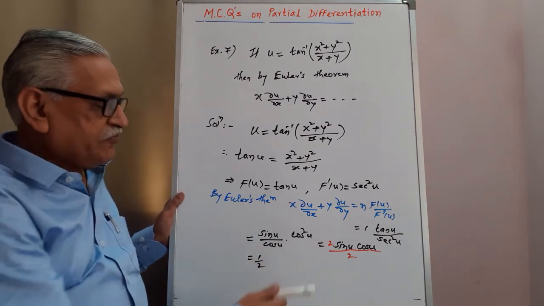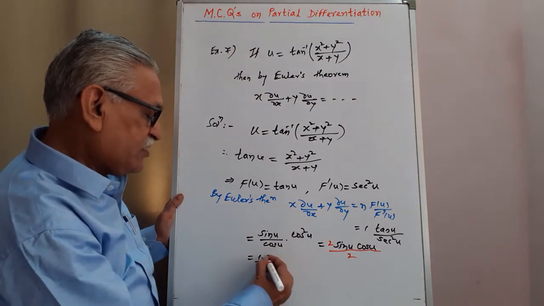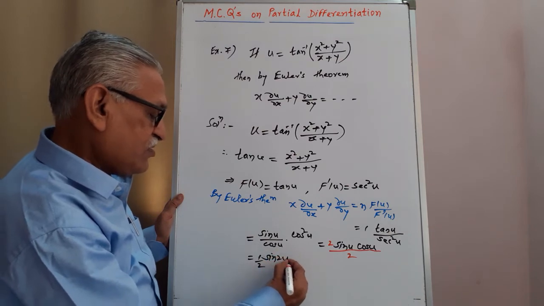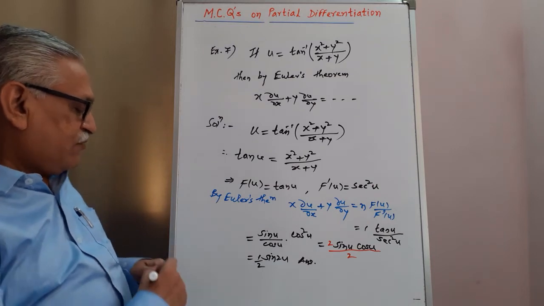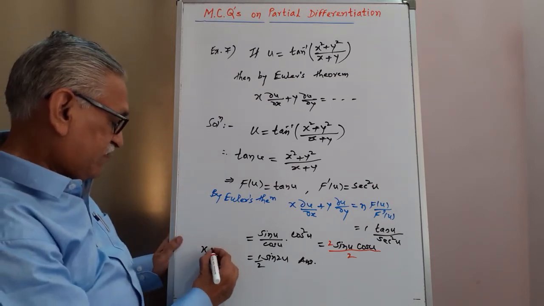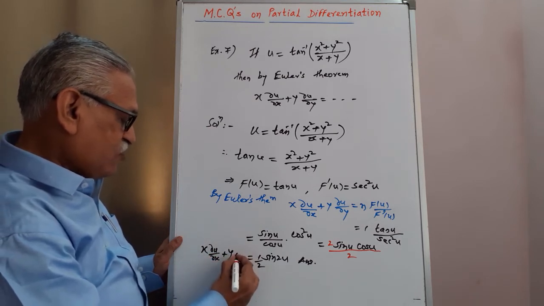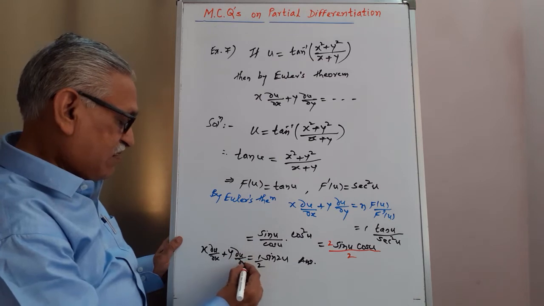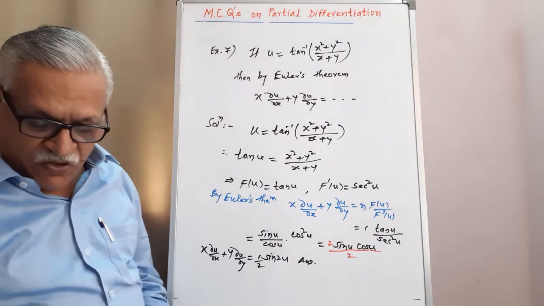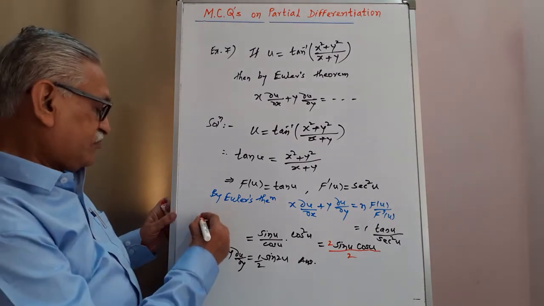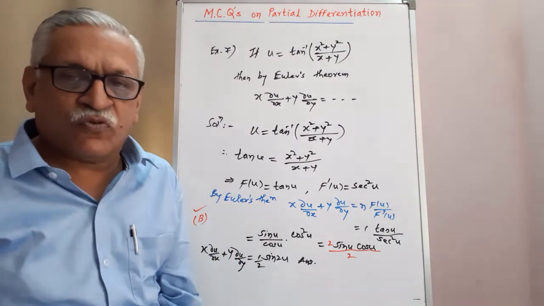We know that 2 sin theta cos theta is nothing but sine of 2 theta, and therefore it is sine of 2u as the answer. Therefore x ∂u/∂x plus y ∂u/∂y is equal to 1 by 2 sine of 2u. It is option B as the correct option out of those 4.